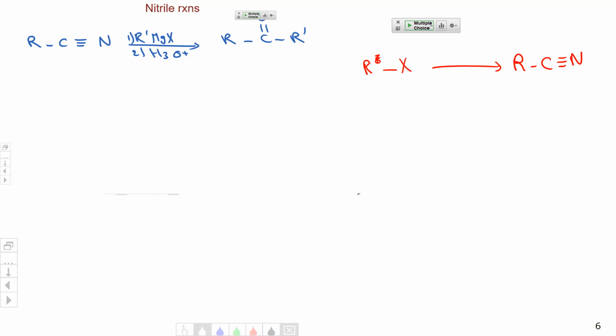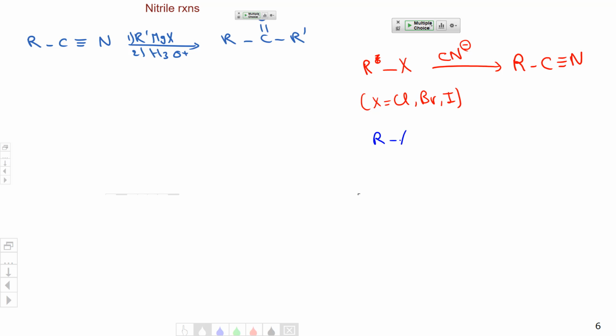So we start with an alkyl halide where the X in here is chlorine, bromine, or iodine, and we add to that the cyanide as a nucleophile. So the cyanide will replace the X. It's a substitution reaction to end up with the nitrile. Now, there are limitations for that.